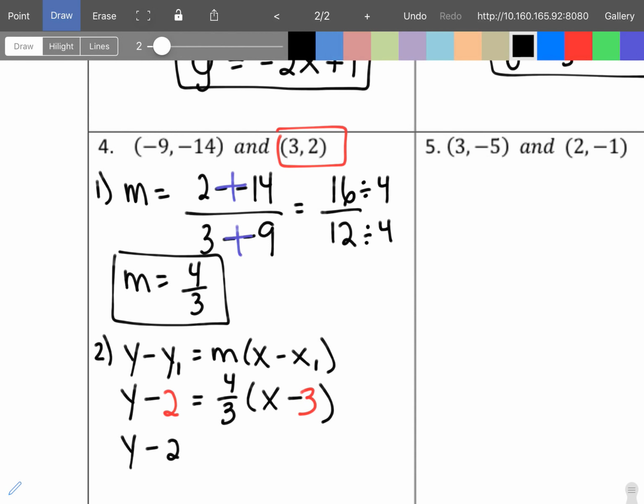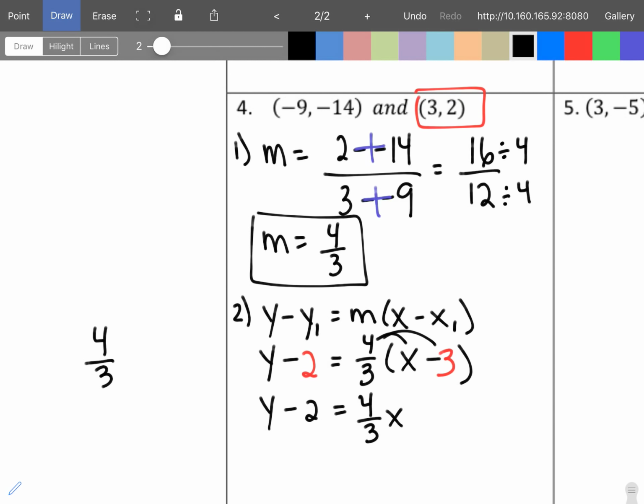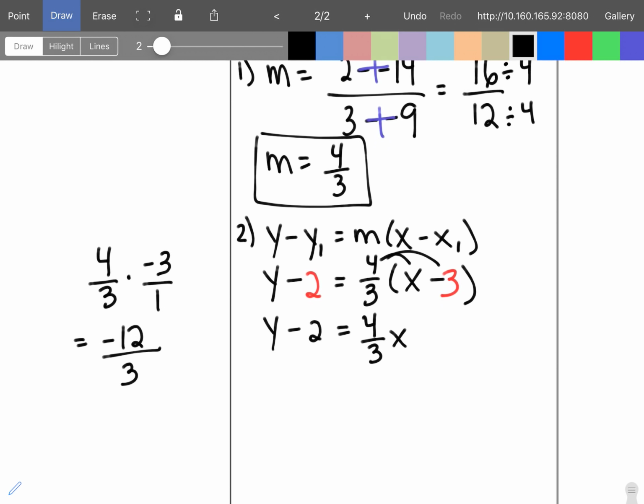So y minus 2 equals, distribute. So this is 4/3 x. Okay, now I have 4 over 3 times negative 3. And remember, I always put that over 1 if it's not a fraction, so I can make it a fraction. So that equals, well, 4 times negative 3 is negative 12, and 3 times 1 is 3. Negative 12 divided by 3, this is not a fraction because a bigger number is on top, so it's minus 4. And then I substitute that in where I just multiplied, so minus 4. Last step, plus 2 to both sides.